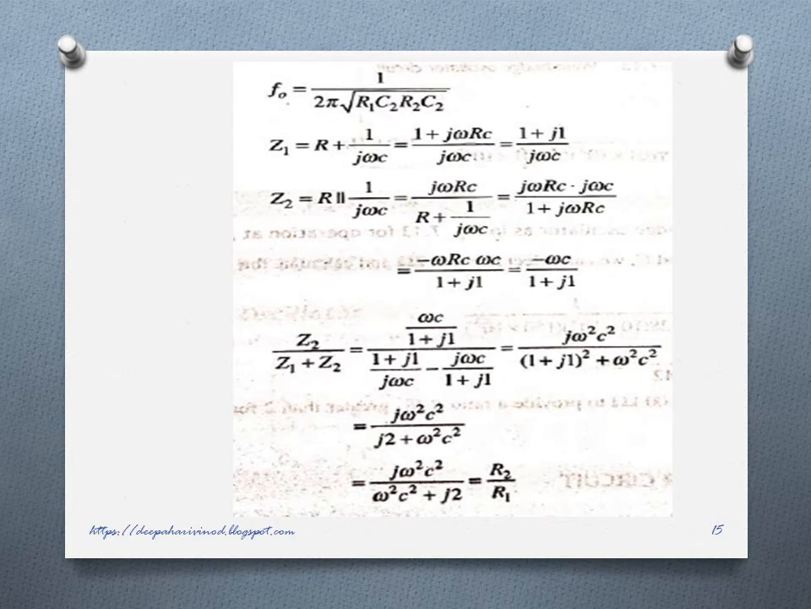So Z2 divided by Z1 plus Z2. By substituting the values obtained here and here in this, I can rewrite it in this way, and then finally solving that, I will get R3 by R4.